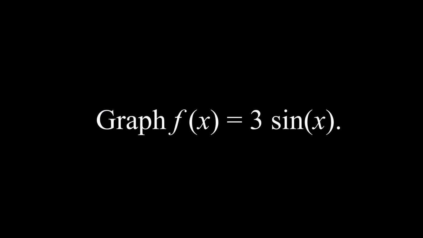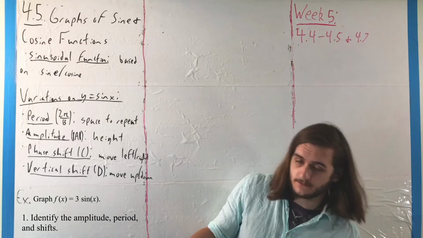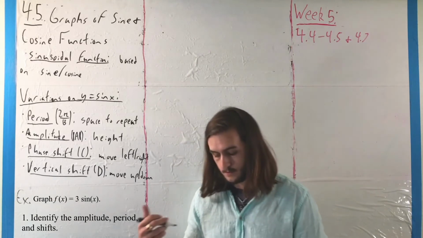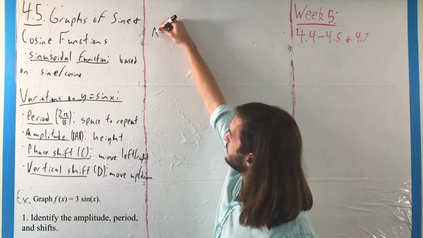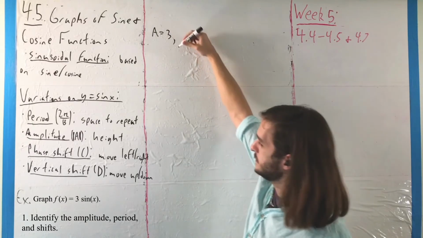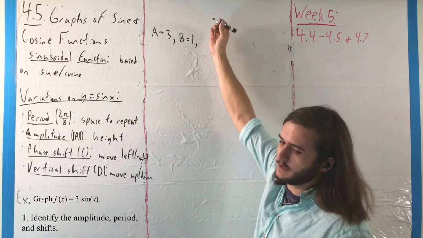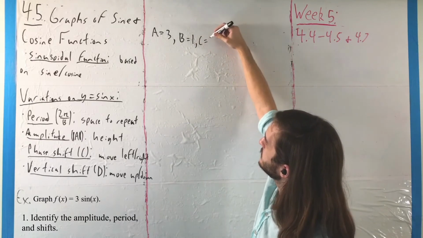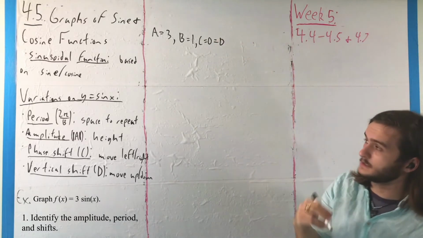So for our first example, we want to graph the function f of x equals 3 sine of x. For step 1, all we want to do is identify our values for a, b, c, and d. Here, because we have 3 sines, our value for a is 3. Because we just have an x, b is 1. And because we don't have any constants tacked in anywhere, c and d are both equal to 0.